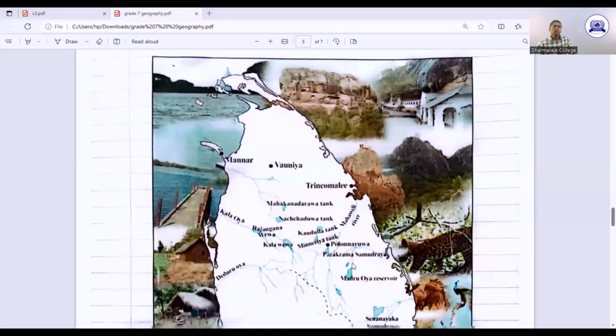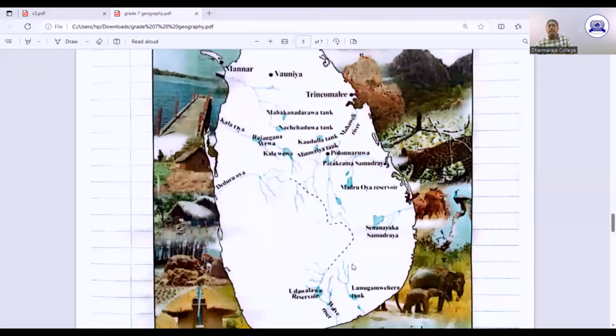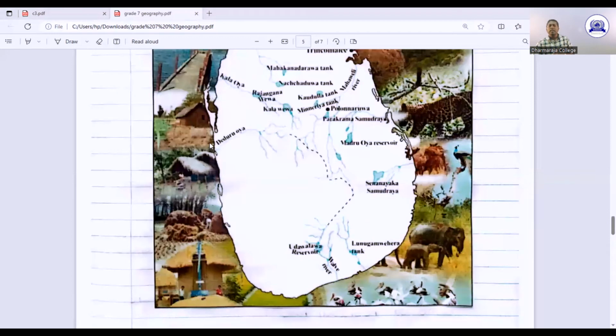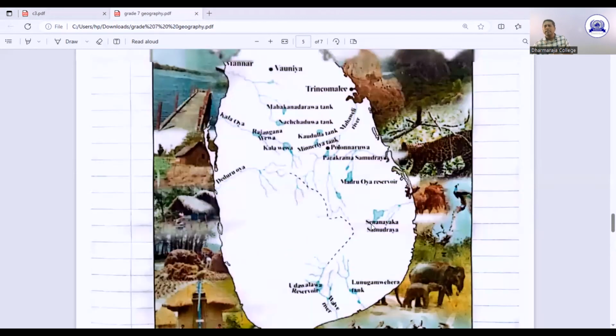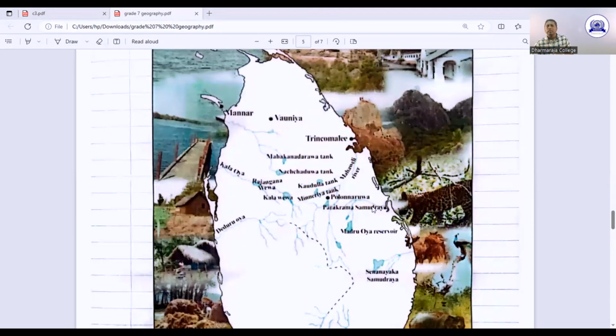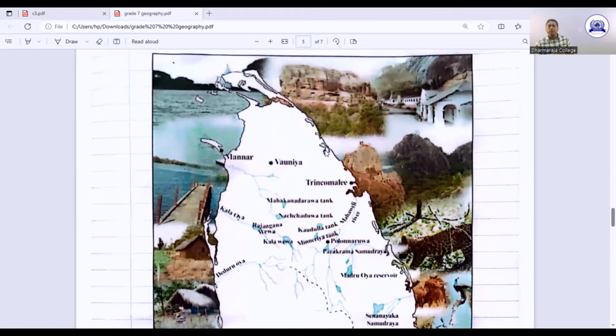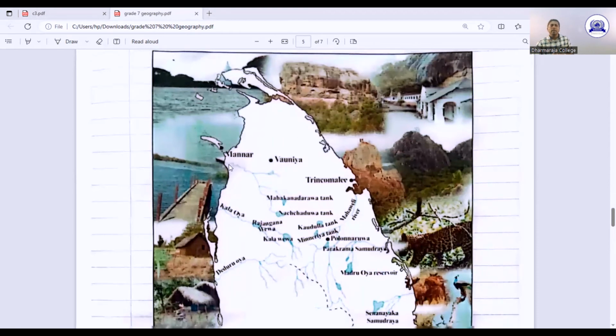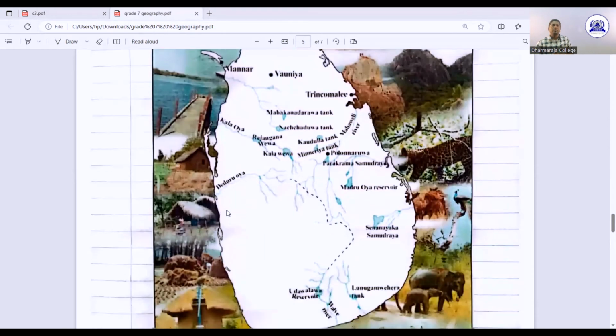Okay, my dear? Right. Now look here. You can understand. This is the wet zone. Here you can see Hambantota, the eastern part, Batticaloa, Ampara, Trincomalee, Jaffna. Here you can see Puttalam. My dear, here Anuradhapura.